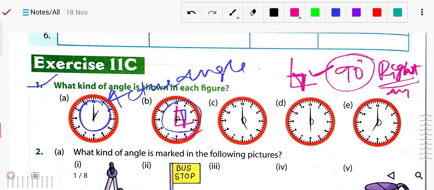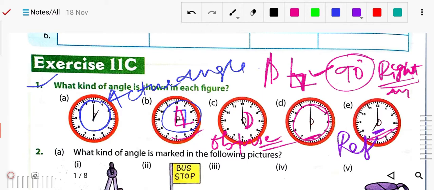Again you can see this one is more than 90 but less than 180, because it is not straight. Straight would be 180, but this is more than 90 and less than 180. So which type of angle? Obtuse. This one is the straight angle, exactly 180, so you can write straight angle. And this angle is more than 180 and less than 360. Which type of angle is it? A reflex angle. So you can write reflex angle.